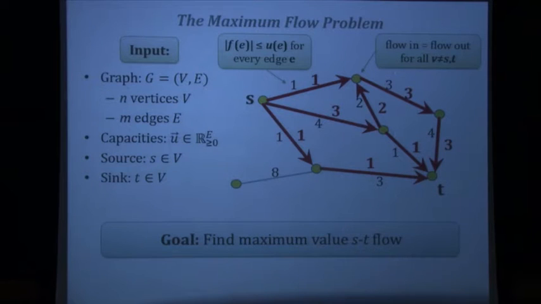Every edge cannot exceed its capacity. And because we're undirected, this is an absolute value. So an edge can carry some amount of flow forward or backward. And the capacity U is an upper bound on how much flow you can send along an edge.